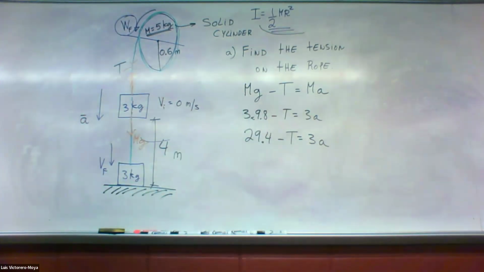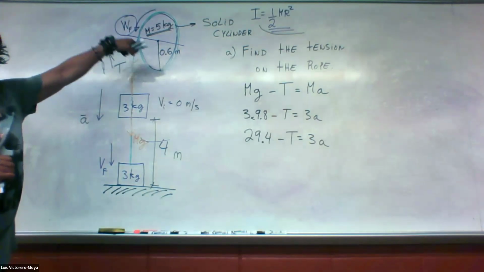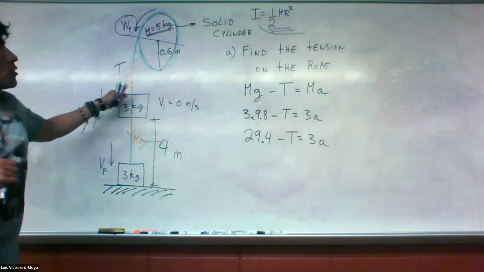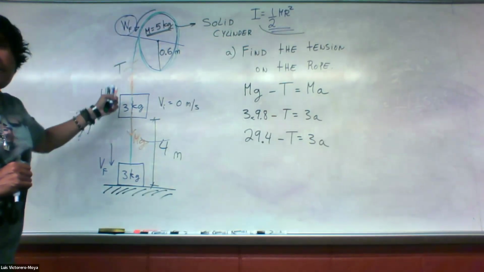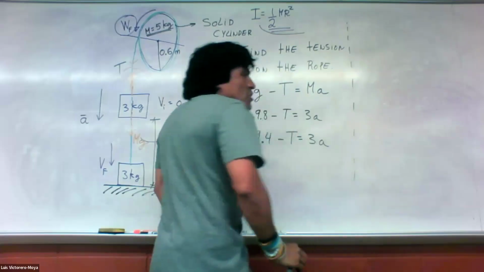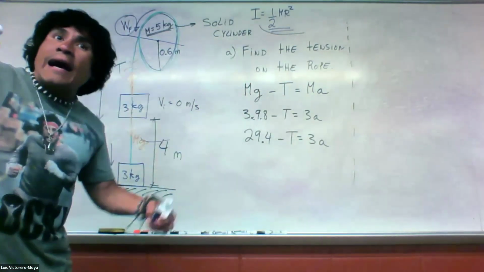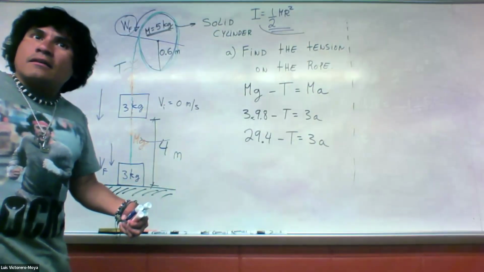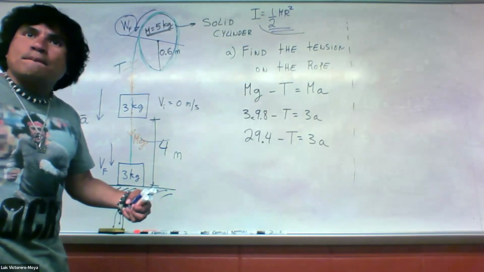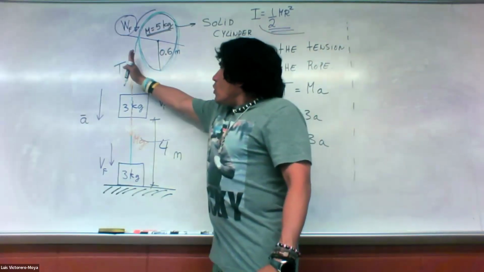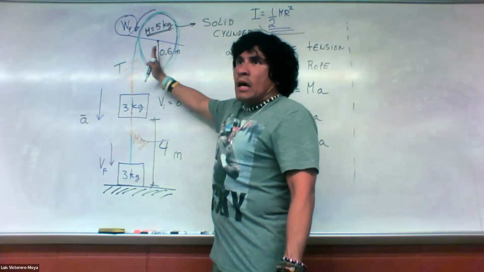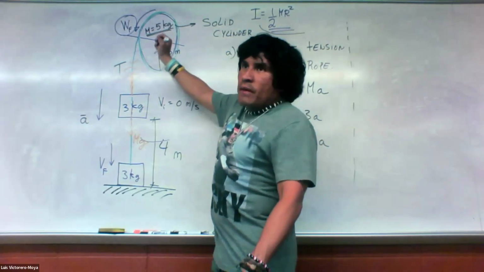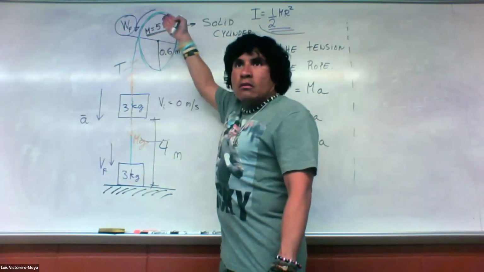Okay, we have two variables. The next equation comes from the pulley. What type of force is the tension on the pulley, guys? Tangential. Very good. So a tangential force produces what? A torque. So this tension acting tangential to the pulley is making the pulley rotate because of the torque.